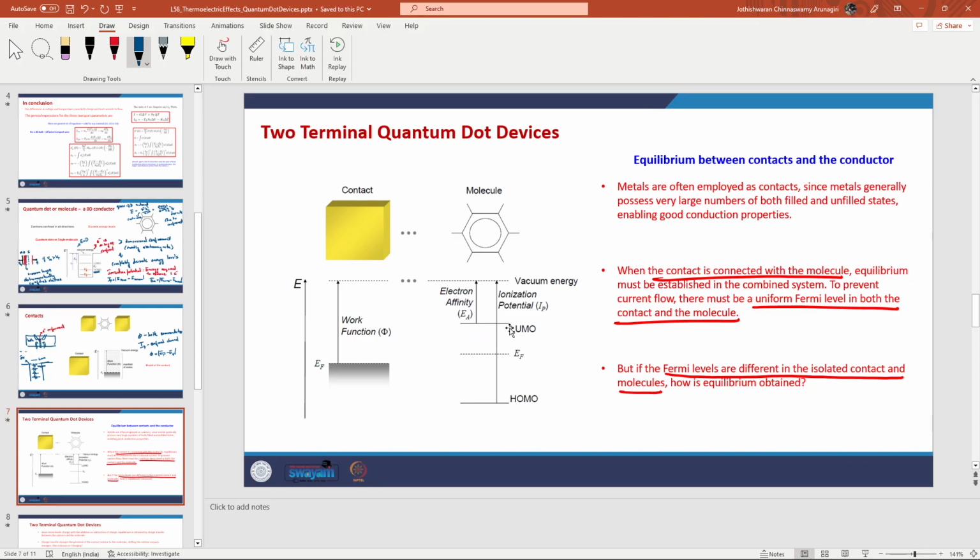And what to say, like the LUMO, of course, depends on the electron affinity. It depends on the LUMO energy level. That is the first energy level that occurs above the Fermi level. So this is kind of how we have an equilibrium that is established.